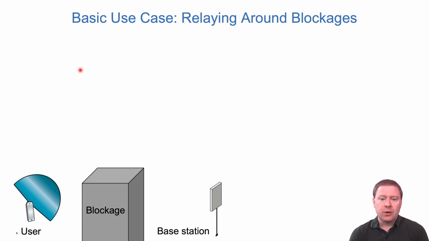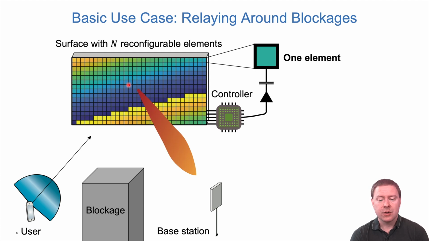So if we have a closer look at that one, relaying around blockages, what is it that we actually are doing? We have a user device or a base station sending a signal. In this case it's the user. And we deploy this RIS to reflect the signal towards the base station. And we divide the surface into many small elements. In this case we denote it with n elements. And these have reconfigurable properties.